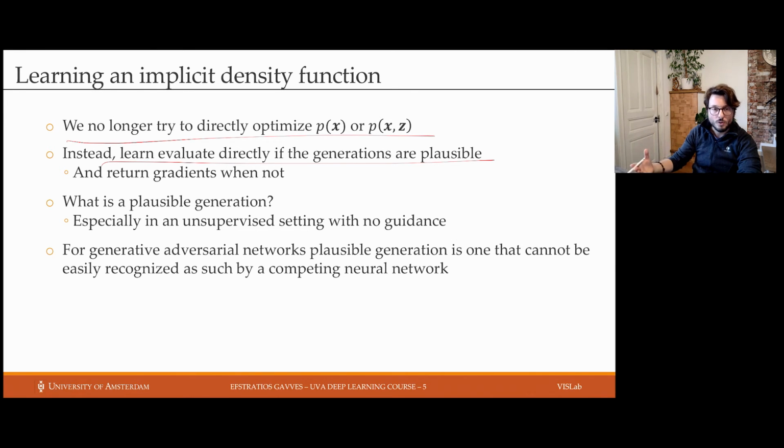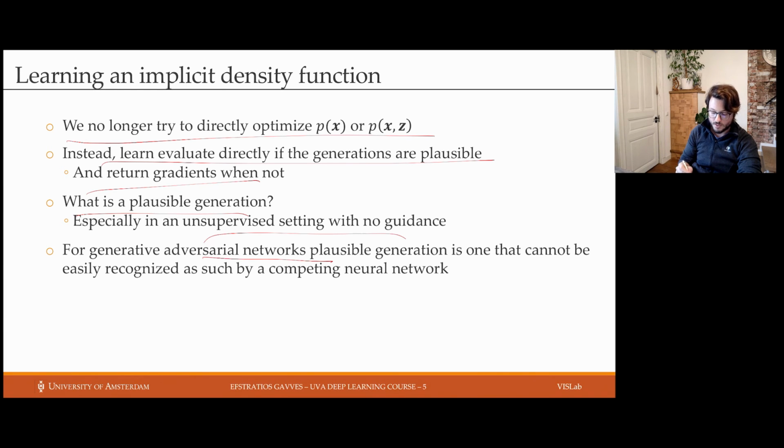Does my model produce samples, images, most of the times for GANs, that look real or not? And if the generated samples are not realistic, if they're not plausible, then we would have to somehow return gradients to correct the generative mechanism. Of course, the question here is, what is a plausible generation, especially in an unsupervised setting with no guidance? We basically give the model the data, and this is it. So we have to figure out a way we can inform the generative model whether it does a good job or not.